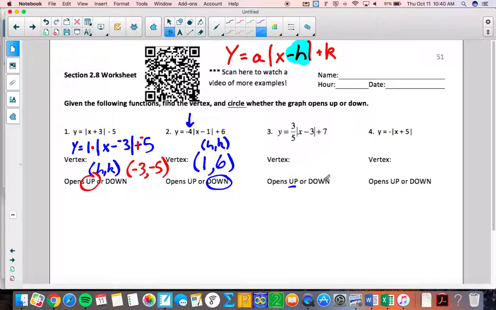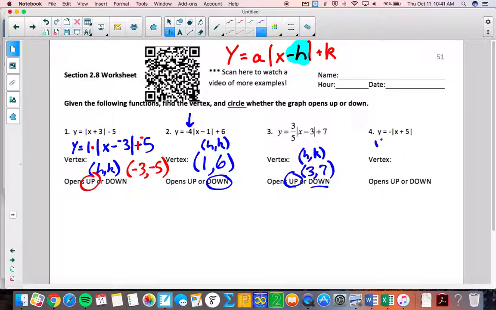Number 3. Opening up versus opening down is all about whether the multiplier out in front is positive or negative. And this is a fraction, which freaks people out, but it is a positive fraction. So it's going to open up. The vertex is whatever is being subtracted from x. 3 is being subtracted from x. And then for the y value, what is being added outside of the absolute value sign? And that's 7.